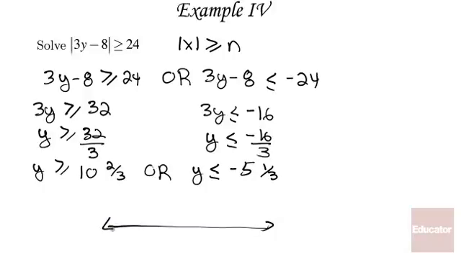On the number line, I have that y could be greater than or equal to 10 and 2 thirds. So about here, and we're going to have a solid dot. Or y is less than or equal to negative 5 and 1 third.